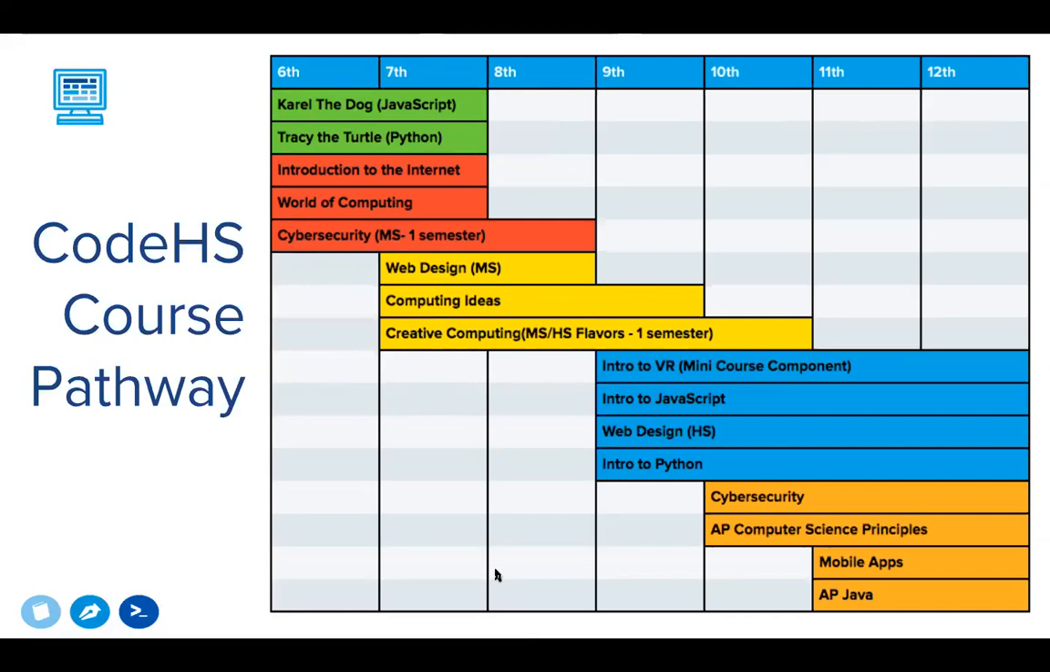So you'll note that the mobile apps and AP Java courses are our highest level courses, and we suggest offering these to students later in their high school career. Students will be more successful in these courses if they have some previous computer science knowledge.